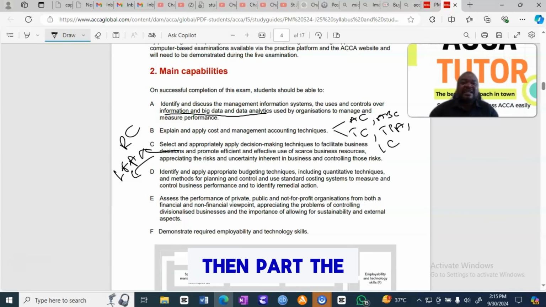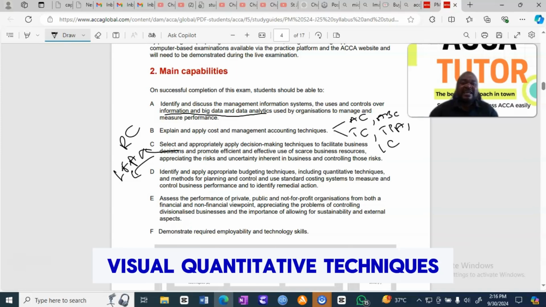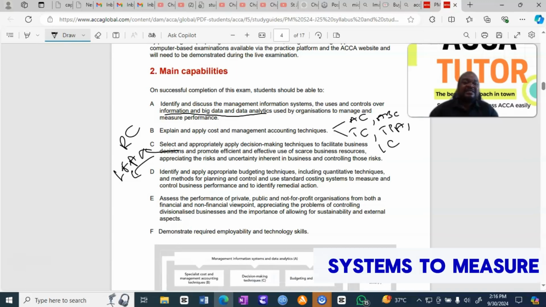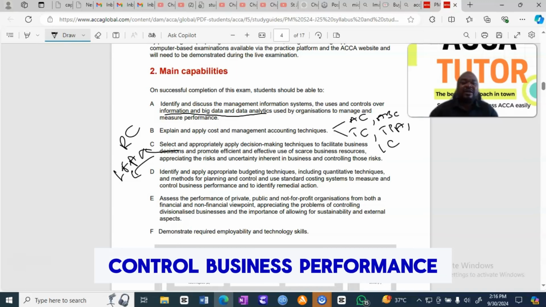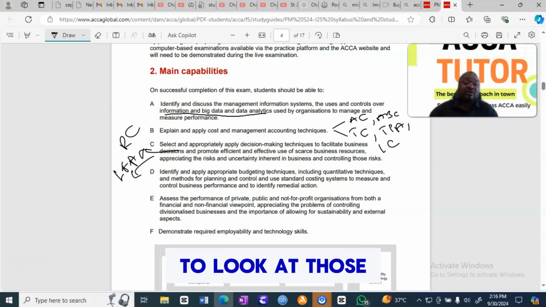Then, part D, identify and apply appropriate budgeting techniques, including quantitative techniques and methods of planning and control, and use standard costing systems to measure and control business performance and to identify remedial action. We will also have to look at those.